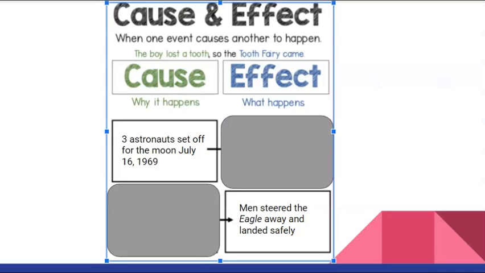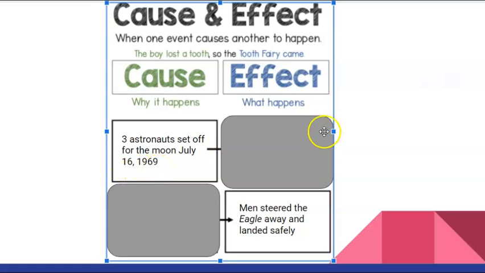Okay, so now that we've refreshed our brain on what had happened in our story, we're going to go back and we're going to use what we know about the story and the key events to help us identify cause and effect. Remember, just like I explained before, cause is why it happens, and the effect is what happens. So here, I've already identified the cause. We know 3 astronauts set off for the moon on July 16th, 1969.